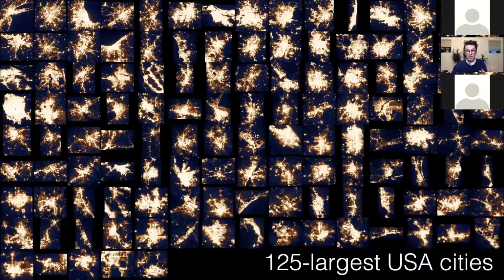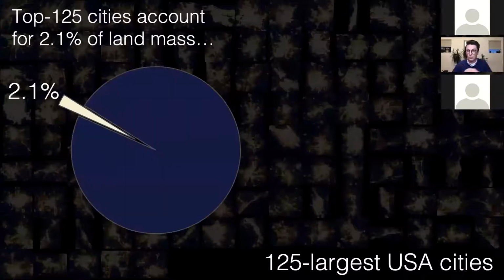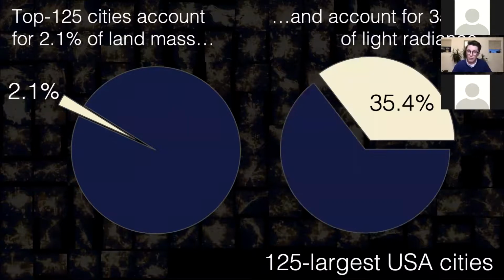It's probably no surprise why we focus on urban areas or cities, but I'll really emphasize this point. In the lower 48, the top 125 largest cities only account for around 2.1% of the total landmass. However, in regard to light pollution, they account for around 35% of all of that light pollution. So it's quite disproportionate, the footprint of the city versus the footprint of the light pollution.